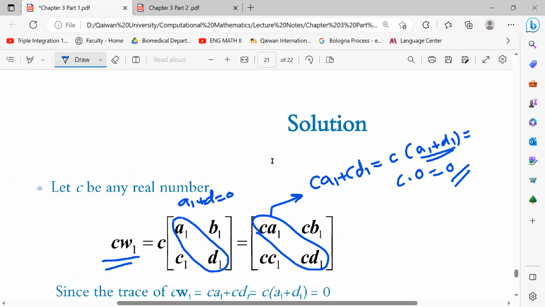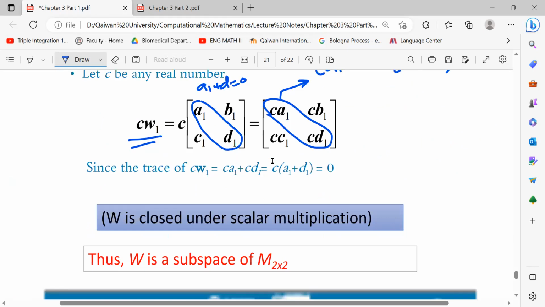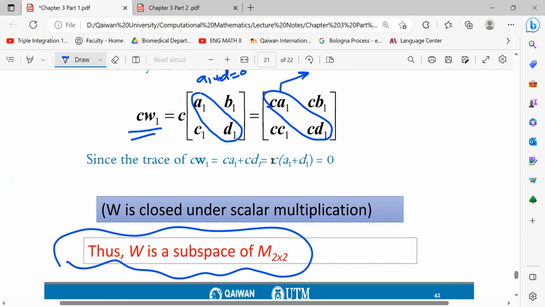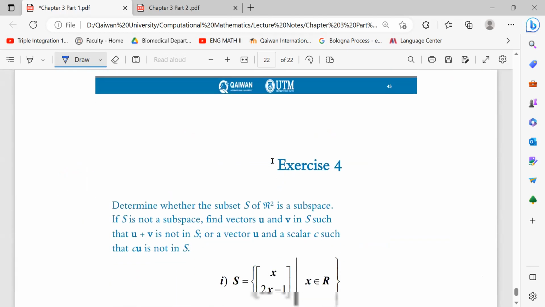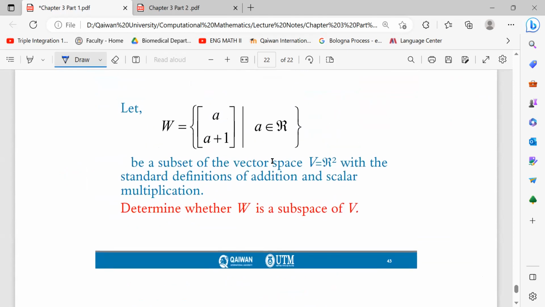That means it satisfies both conditions. As it satisfies both conditions, we say W is a subspace of M2 by 2. And here you have some 2 exercises for yourself. So it's the end of this part of chapter 3.